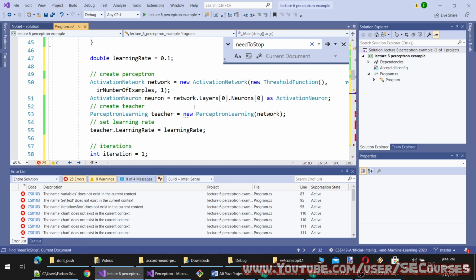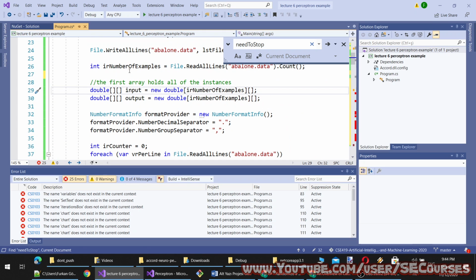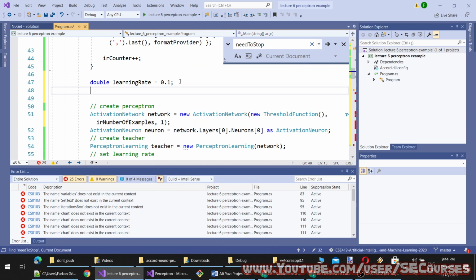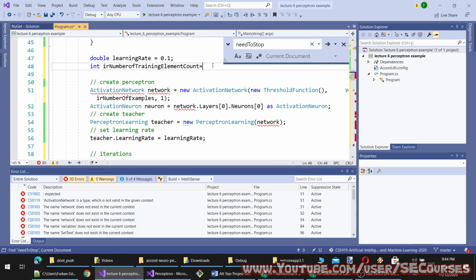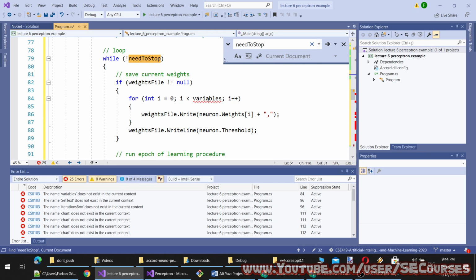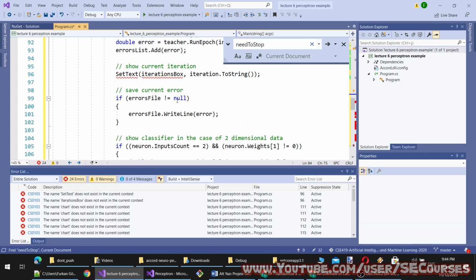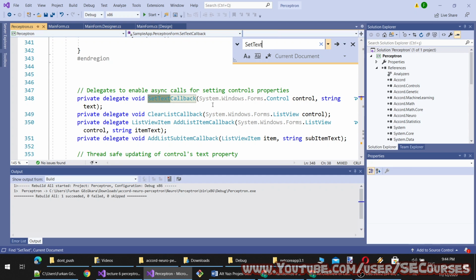Okay, there is variables. I am going to set a new count. New variable int ir. Let's say element count equal to, currently this is equal to number of examples, so I'm going to use it here and here and set text. Okay, let's see the set text method they have made.